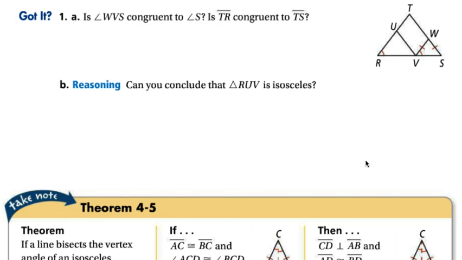This one says, is angle WVS, is this little angle down here, congruent to angle S? Well, yes it is. What theorem is that? That is because we know that the sides are congruent, so the angles are too. So that would be the isosceles triangle theorem, right?